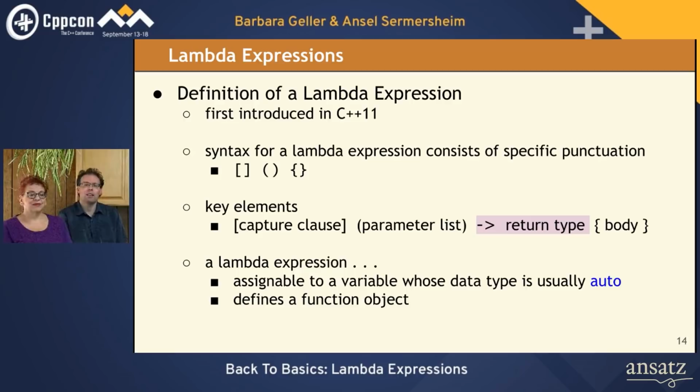Now, there's a lot of syntax in a Lambda expression, and the order of all the different pieces really matters. There are three main clauses which appear in the square brackets, parentheses, and curly braces in that order. The return type, which we're showing in purple here, is optional and is usually not specified. And we're going to talk in detail about all of these elements as we go on. But for the moment, we want to call out the fact that since a Lambda expression produces a value, the result can be stored in a variable. This variable should almost always be declared with auto because the data type of a Lambda expression is compiler dependent.